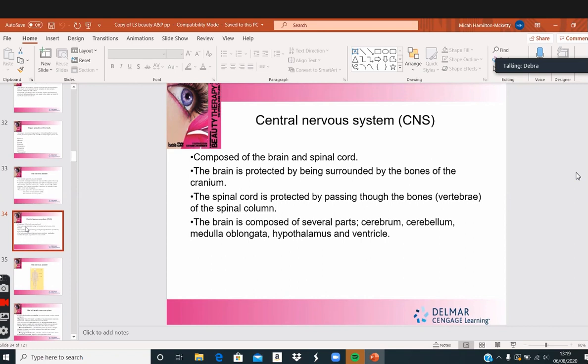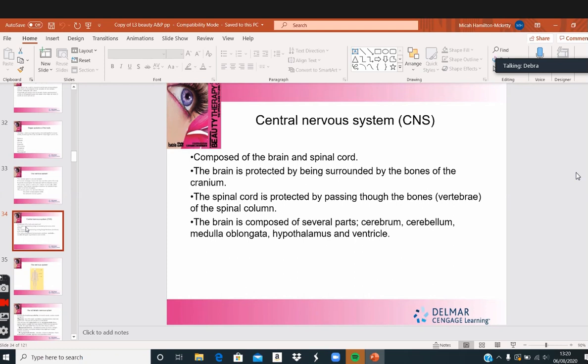If we damage our spinal cord, we can be paralyzed. So if we sever the spinal cord, we can be paralyzed. If we damage our brain, we can also be paralyzed. We can be something called brain dead. We won't survive, because they have to use external things to do everything the brain was going to do, and you can't do that forever. So these are very important. The brain is composed of several parts.